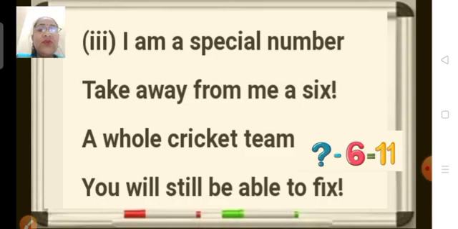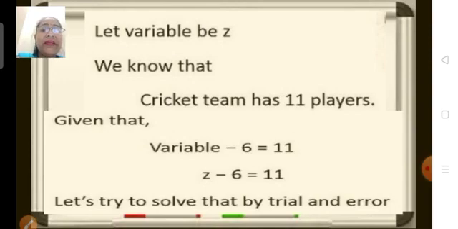Here children, the clue given to us is that a special number is there, and from the special number we are going to take away, or we can say subtract, 6, so that we'll get a whole cricket team. As we know, a whole cricket team contains 11 players. Here, if I take the special number as variable z, then we'll get the equation as variable minus 6 is equal to 11, and the variable used over here is z.